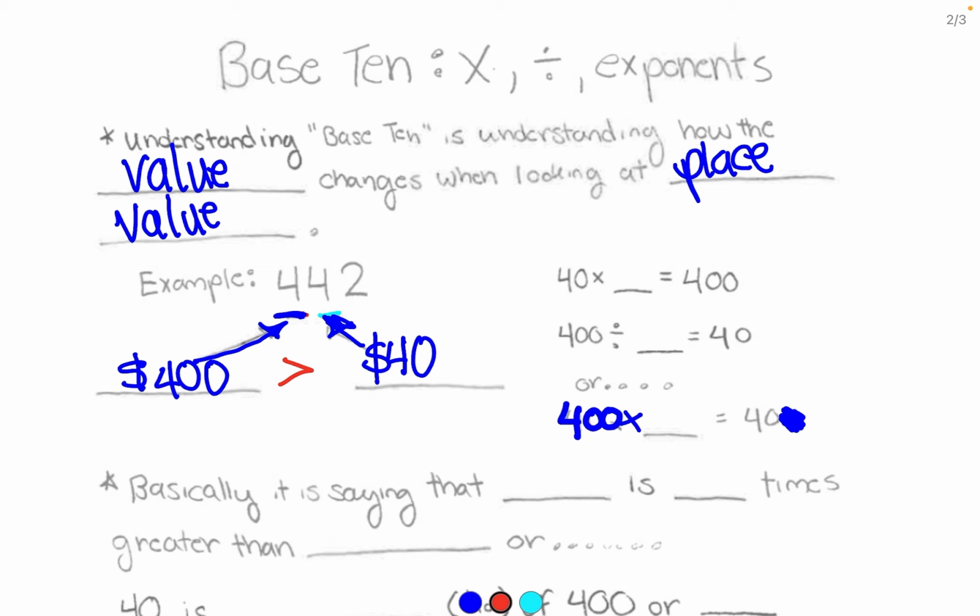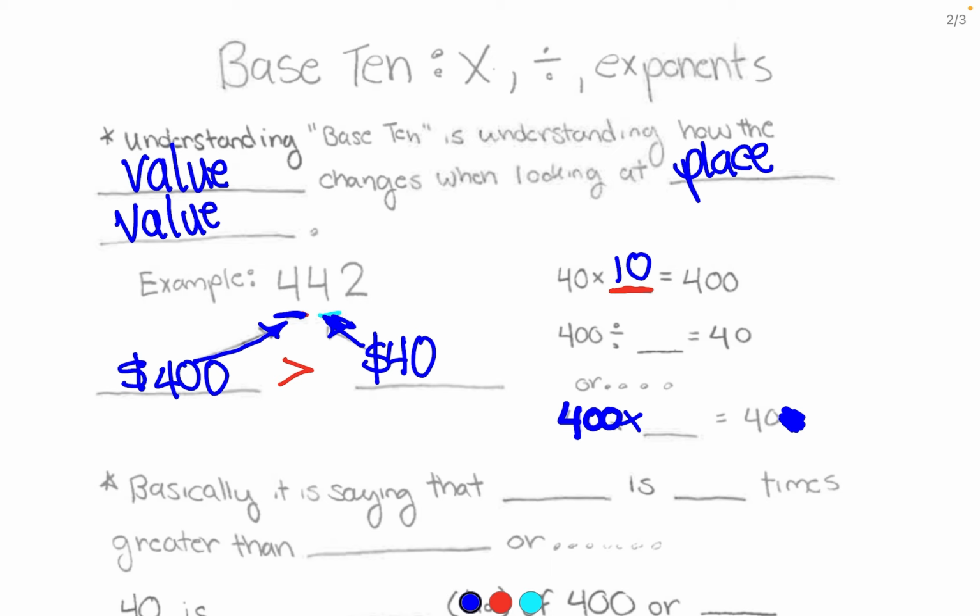And there's 3 different ways you can look at it. You can look at multiplying, dividing, or multiplying by a fraction. So what number can we multiply 40 by to get 400? 10. Which means if you flip it around, it's saying 400 is 10 times larger than 40.